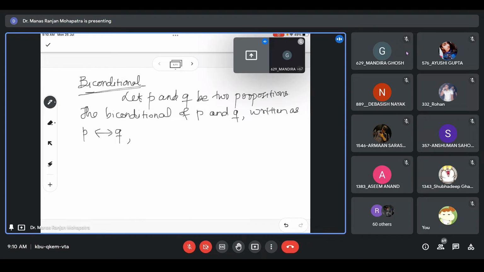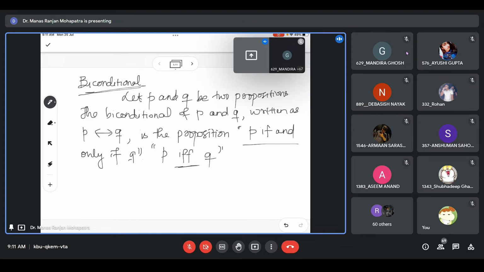Now it is a statement, a proposition, that P if and only if Q. This is the proposition that is the biconditional of P and Q. It is P if and only if Q. Or sometimes it is written like this, P IFF. Whenever you see this IFF, it is if and only if. Either in this form, P if and only if Q, or P IFF Q. It is if and only if.